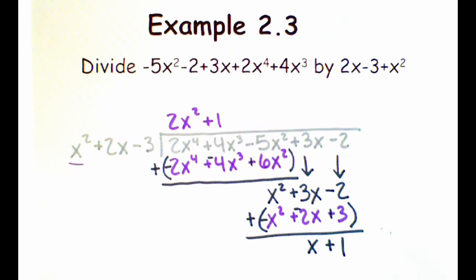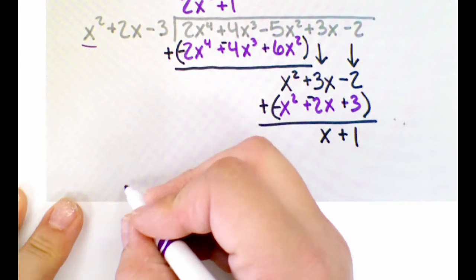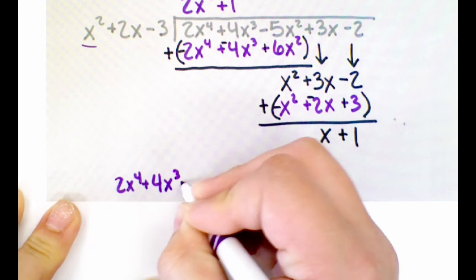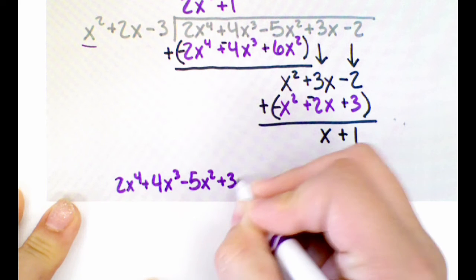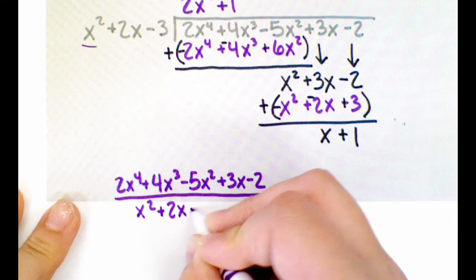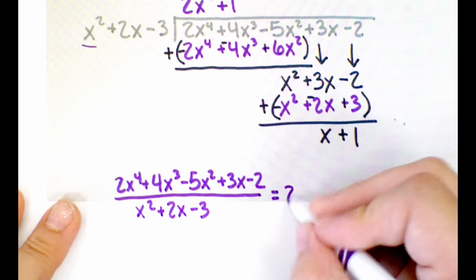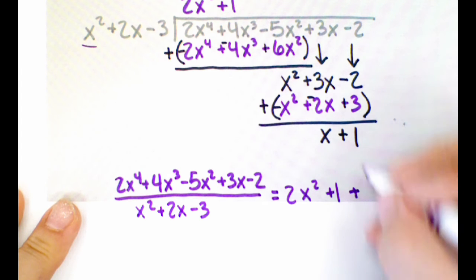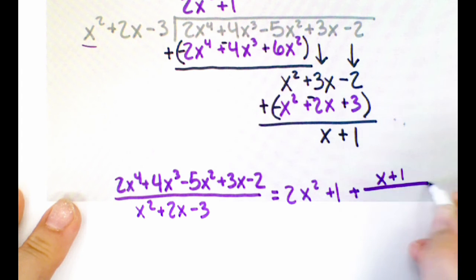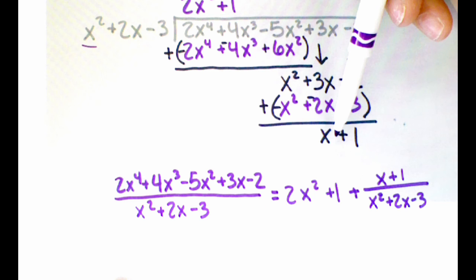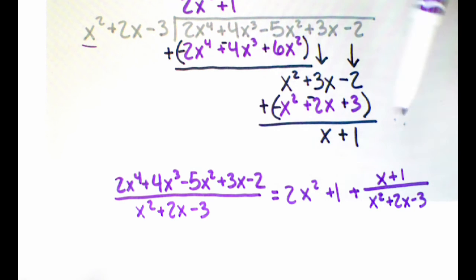So my answer here, remember I can write it two ways. I can say that 2x to the 4th power plus 4x cubed minus 5x squared plus 3x minus 2 divided by x squared plus 2x minus 3 is equal to 2x squared plus 1 plus my remainder, which is x plus 1, over what I divided by, x squared plus 2x minus 3. Notice I knew I was done because x squared can't multiply into x. As soon as the degree is smaller, I can't do it anymore.